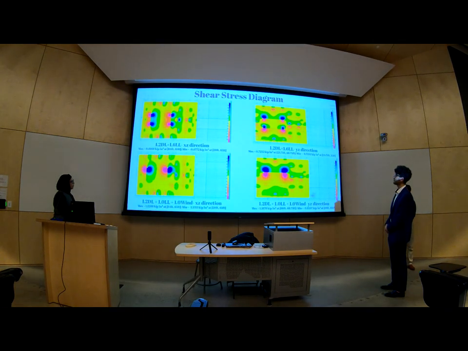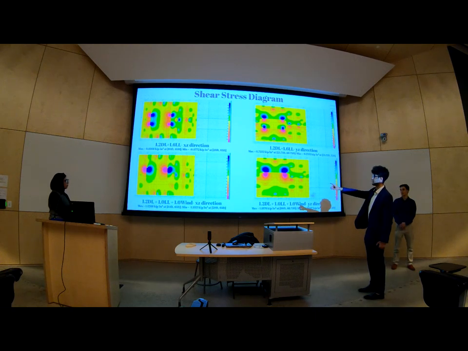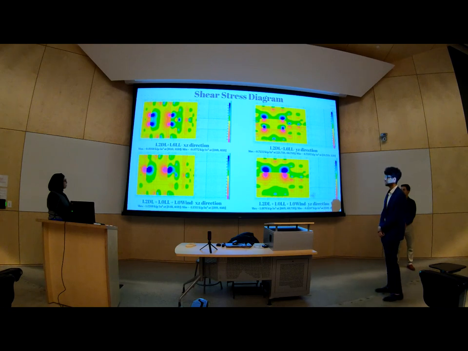So here's the shear stress diagram. So I'm just going to go over one or two of them. So in this corner here, we have 1.2 dead load plus 1.6 live load. And this is the XZ direction. So if you're looking at it from a SAFE kind of view, that means S13. So the 1, 2, and the 3 in SAFE were just X, Y, and Z directions.